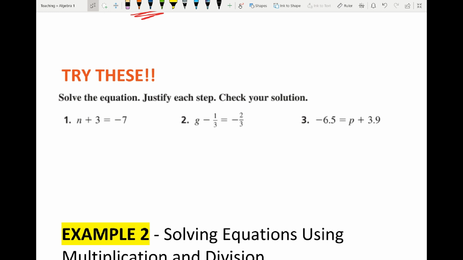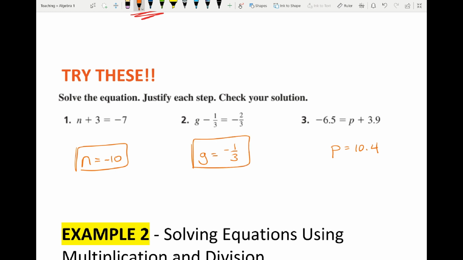So if you got n equals negative 10 for the first one, you got g equals negative 1/3 for the second one, and p equals 10.4, then you did those correctly. If you did those incorrectly, make sure you talk to your teacher or your tutor and make sure you go over the steps in the process. There are some fractions and decimals in there, so there might have just been a little mistake in your math there.